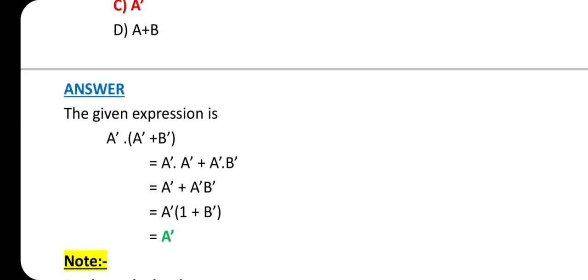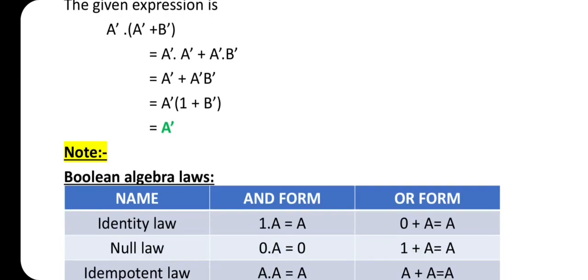The given expression is A bar into A bar plus B bar. Taking into the bracket, A bar into A bar plus A bar into B bar. A bar into A bar is A bar, that is 0 into 0 equal to 0, or 1 into 1 equal to 1. Taking A bar common, A bar into 1 plus B bar, we get the answer, option A bar.